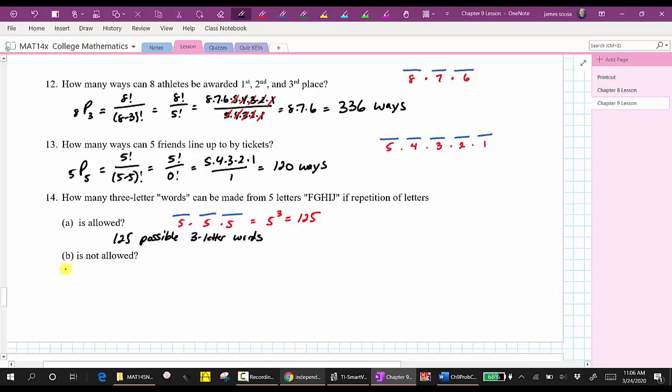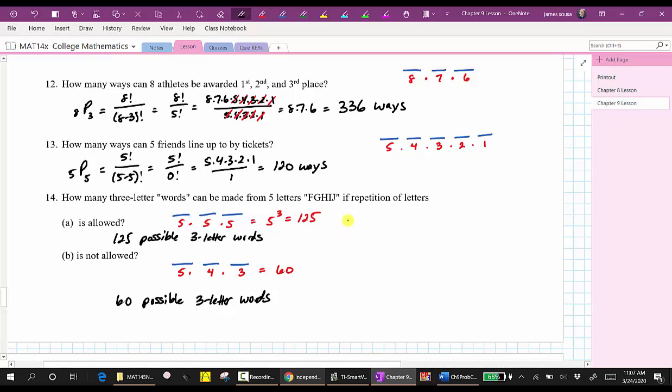For part B, repetition is not allowed. So because there's no repetition and order matters, we could use a permutation or the counting principle or counting rule. Let's first use the counting principle, where there will be 3 positions. Because repetition is not allowed, there's 5 choices for the first letter, 4 choices for the second letter, and 3 choices for the third letter. 5 times 4 times 3 is equal to 60. There are 60 possible 3-letter words if repetition is not allowed.